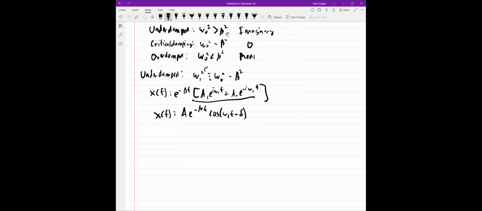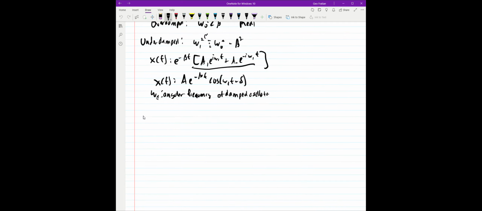You can look up on Wikipedia or wherever how to get sine or cosine. Cosine is the addition, sine I think is the difference between them, divided by 2. But yeah. Okay, so we call omega 1 the angular frequency of the damped oscillator.